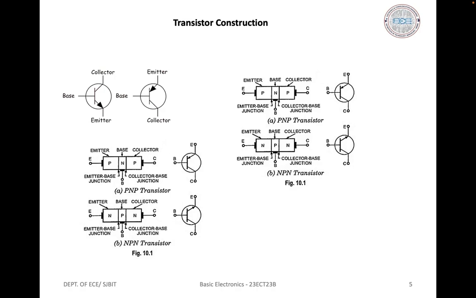The circuit symbols for PNP and NPN transistors are shown here. The arrowhead on each symbol identifies the transistor emitter terminal and indicates the conventional direction of current flow. For an NPN transistor, the arrowhead points from the P-type base to the N-type emitter. For a PNP device, the arrowhead points from the P-type emitter to the N-type base. Thus, the arrowhead always points from P to N.